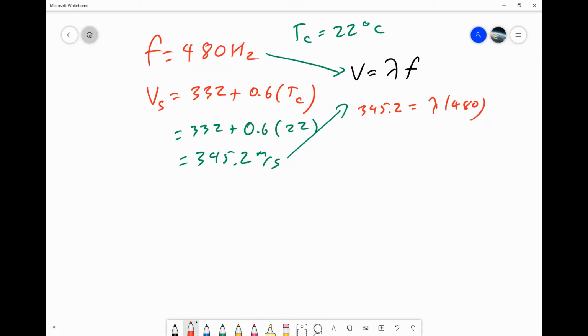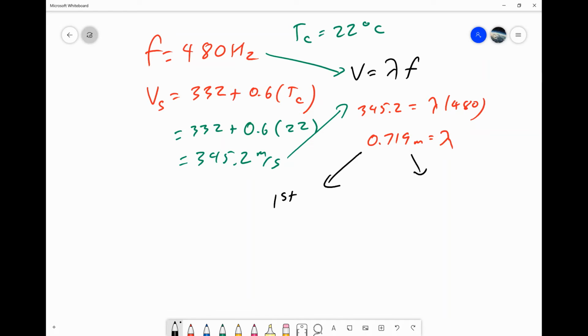And when we work that out, we see that the wavelength is going to be equal to 0.719 meters. So there's our wavelength. Now what I was asking you for in the video is for the first and second harmonic. So let's go ahead and take a look at what those formulas are.